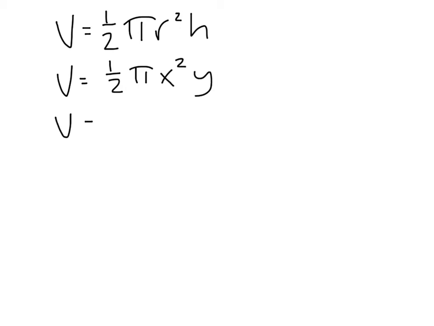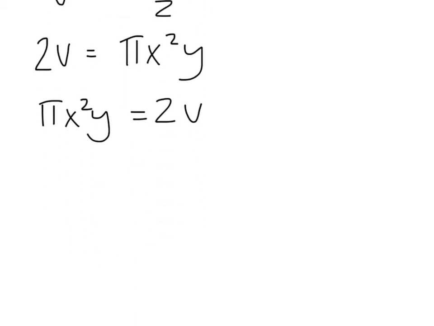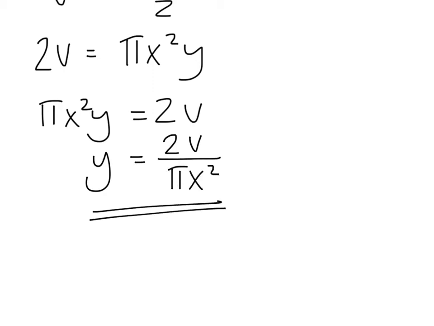This can then be rewritten as V equals pi x squared y over 2. If we move the 2 to the other side alongside the V, that will get rid of the fraction, which gives us 2V equals pi x squared y. We can then flip that round the other way and write it as pi x squared y equals 2V. So that means that y would be equal to 2V over pi x squared. That's what we were asked to prove, and we'll finish the first part of the question.